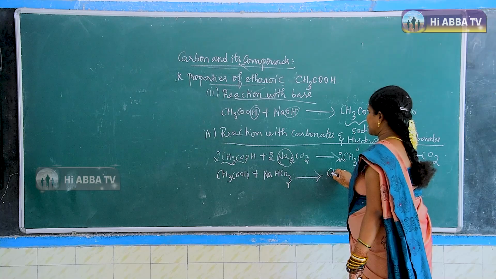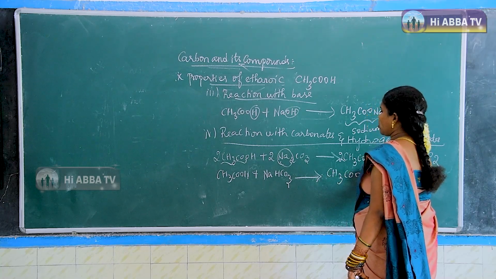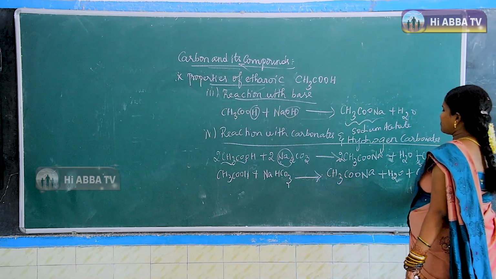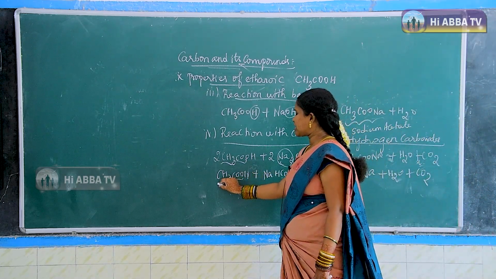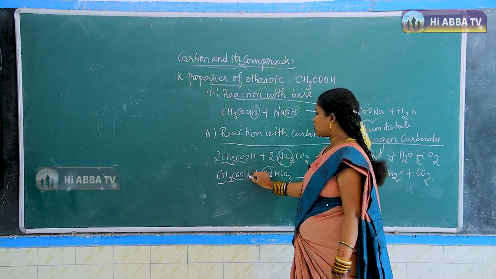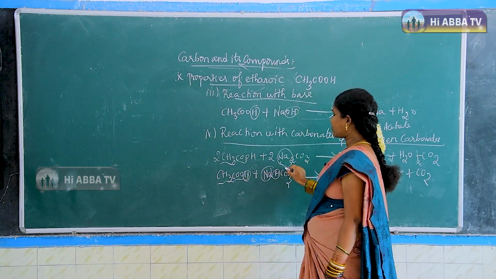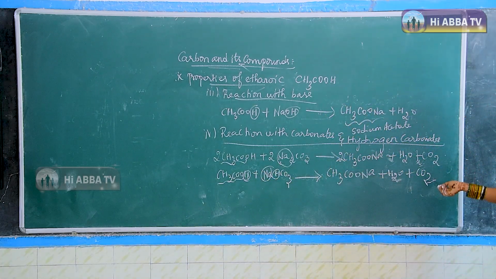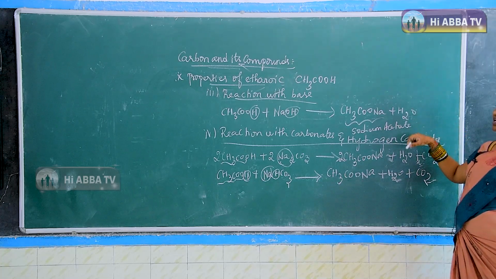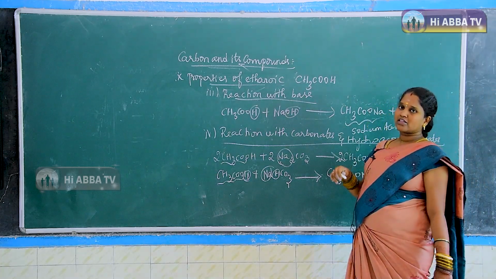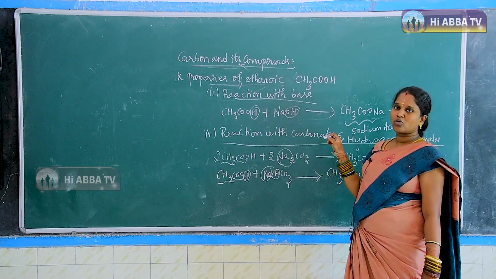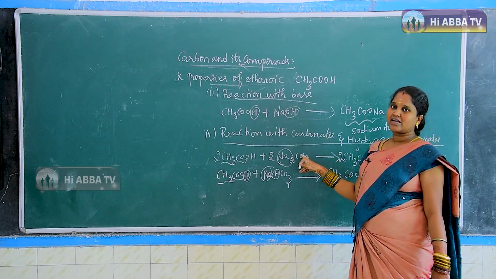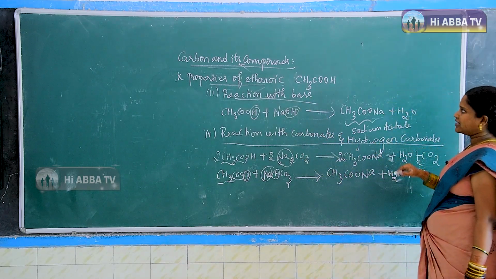And the second, with the hydrogen carbonate: when ethanoic acid reacts with sodium hydrogen carbonate, it forms again sodium acetate, CH3COONa, plus water plus carbon dioxide. Here one H, and from this water I have combined, it forms H2O and CO2, carbon dioxide. So these are the 4 reactions we have to mainly concentrate on in the properties of ethanoic acid. What are the 4 reactions? Esterification, saponification, reaction with the base, and reaction with carbonates and hydrogen carbonates.